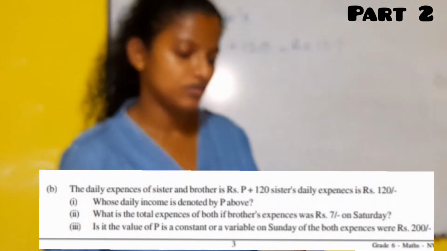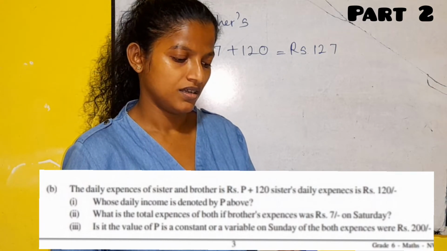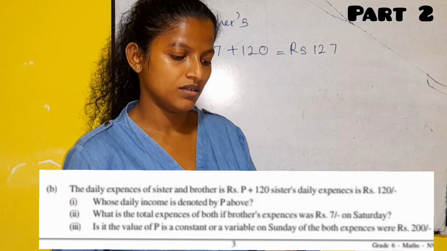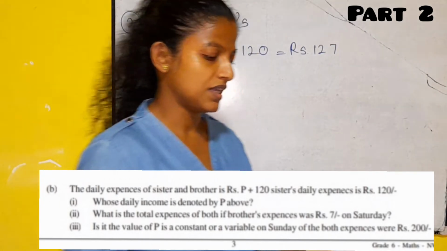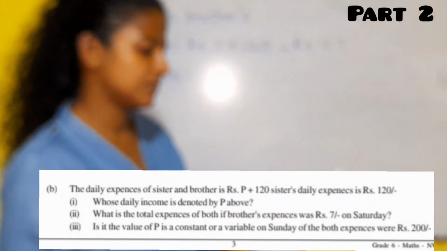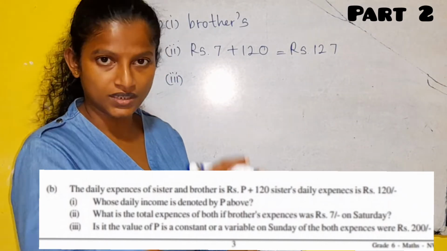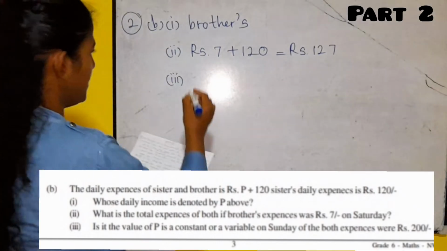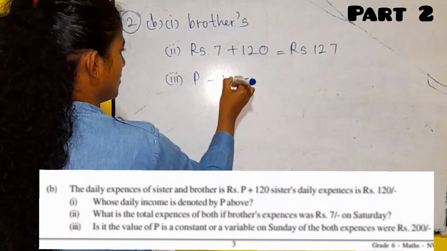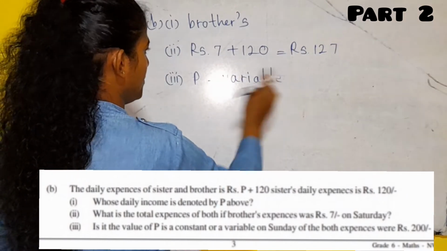Number 3. Is the value of P a constant or a variable on Sunday if both expenses were 200 rupees? If both expenses were 200, there is an increase of the expenses. So we can take P as a variable, because the value of P changes. So P should be a variable.